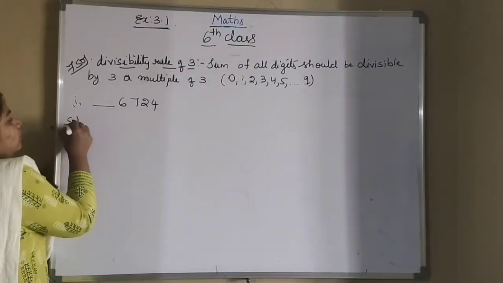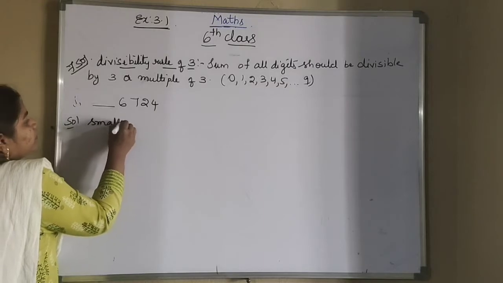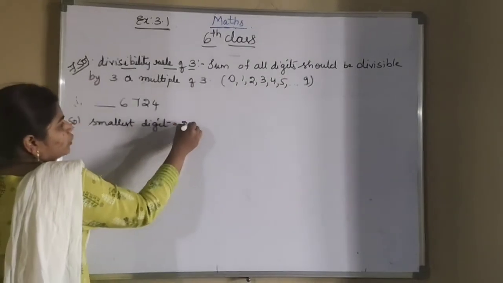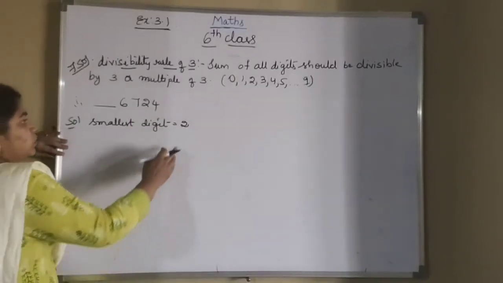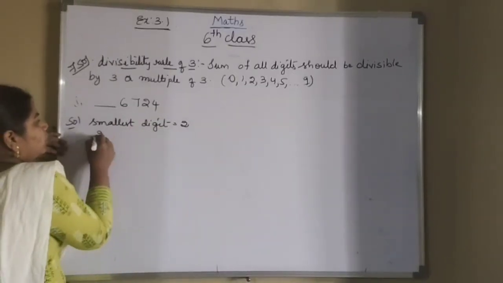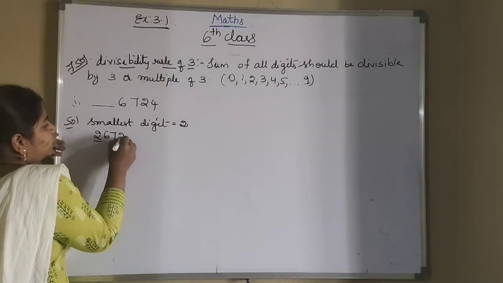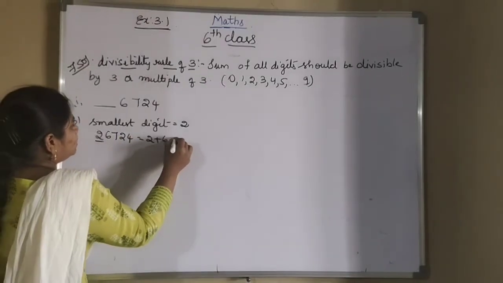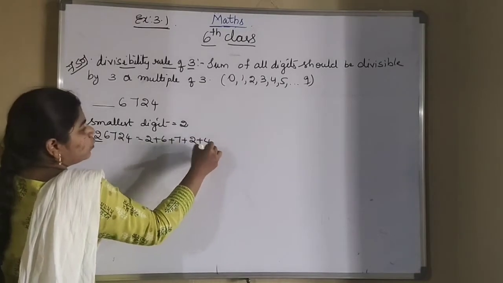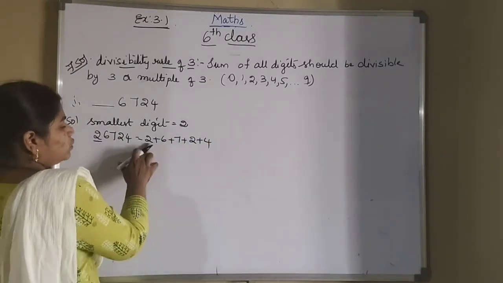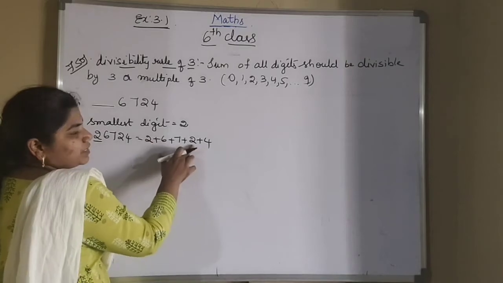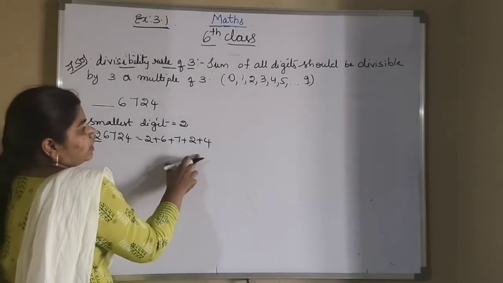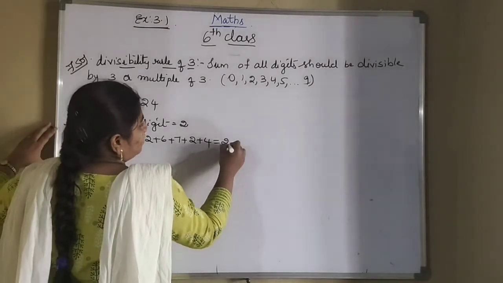So the smallest digit will be 2. Okay, so if I take 2 here: 2, 6, 7, 2, 4. Add all these numbers: 2 plus 6 plus 7 plus 2 plus 4. So how much will that be? 6 plus 2 is 8. 8 plus 2 is 10. 10 plus 7 is 17. 17 plus 4 will be 21.